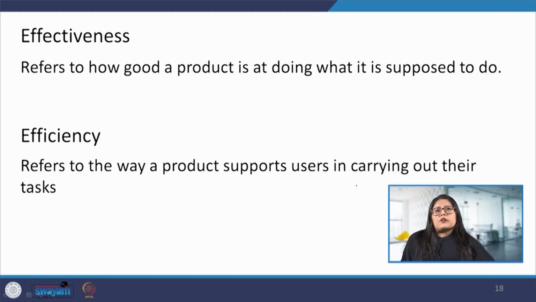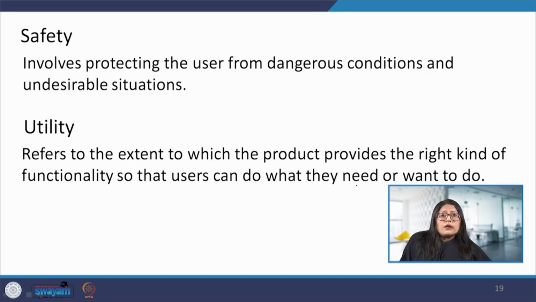Efficiency. Efficiency refers to the way a product supports users in carrying out their tasks. Once a user has learned how to carry out a task, is the product or service helping them achieve the highest level of efficiency? Is it saving their time, or is it not helping them save time? That is another thing that I need to ask. These questions can be put up by the designer for each and every step to check their product for all these individual goals. Next is safety.